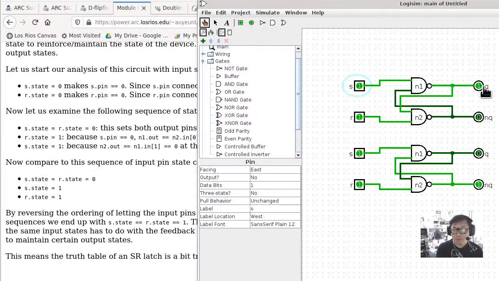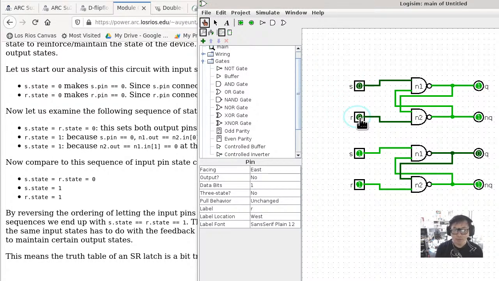And if it's already set, if Q is already a 1, and you say, I want to set it again, nothing happens, no big deal. But if it is already set and I want to reset it, it will go ahead and reset it. So now here's a question. The big question is, what if both of these are 0s and then they both switch to a 1 at exactly the same moment?